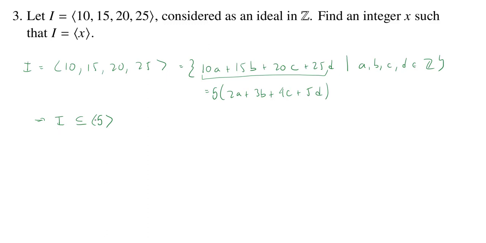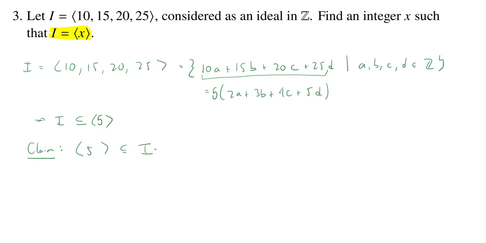All right. What I claim is that actually the reverse containment holds as well. So the claim is that the ideal generated by 5 is also a subset of I. Since we'll have reverse containments, we know that they'll be equal, and that is going to give us our conclusion. So how do we know that the ideal generated by 5 is in I? Well, first, I claim 5 is an element of I.